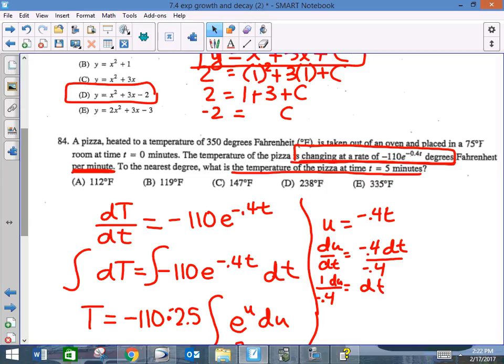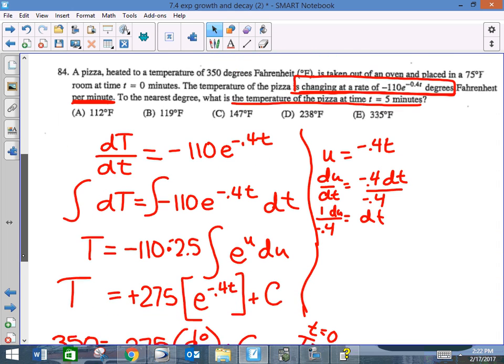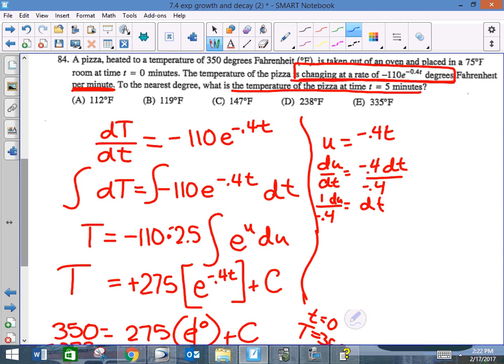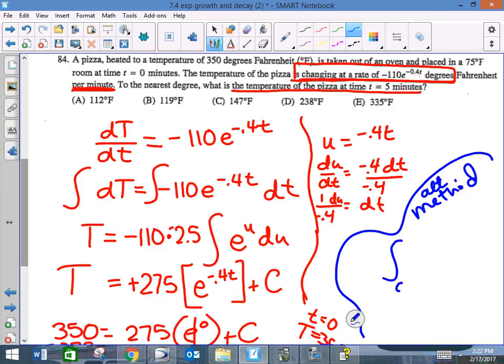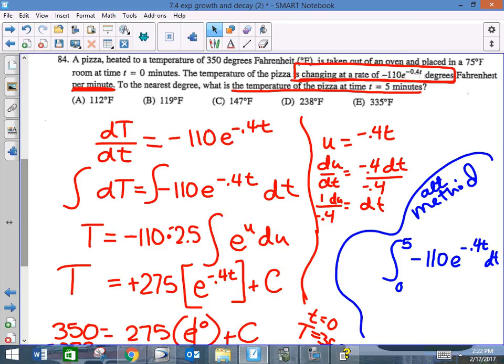Okay, did anybody think about doing a definite interval, because then we could do it over here? Let's think about a calculator, a definite interval. How would we do a definite interval? This is an alternative method. When you go 0 to 5, and then you'd probably have to subtract that.